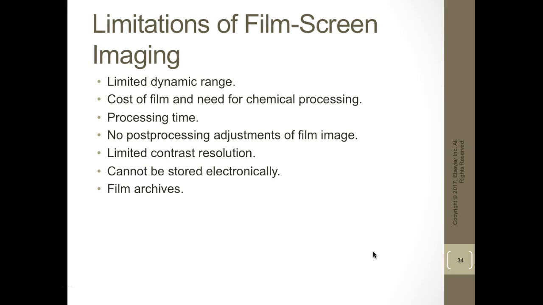Limitations of film screen imaging. So it's limited dynamic range. The cost of film and the need for chemical processing is a huge downfall. The processing time takes a while for us to process any film. We can't post-process or adjust the image of film. And there's limited contrast resolution, whereas digital imaging, we have really good contrast resolution. And it cannot be stored electronically, and there's huge film archives that we used to have to go dig films out of. These huge rooms full of just tons of jackets.